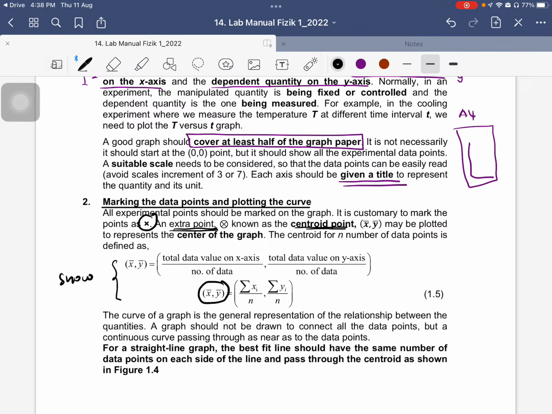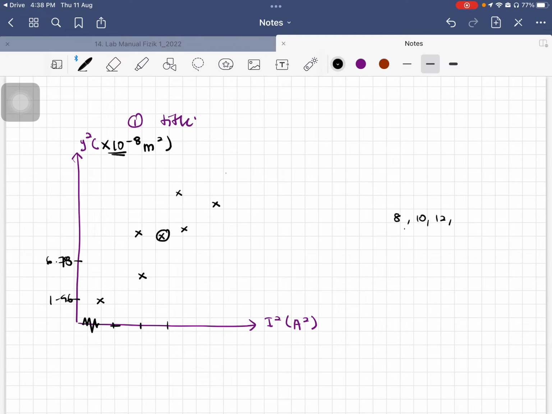you want to find the curve or the straight line graph. The straight line doesn't have to pass through all the points, but the line must pass through the centroid point and be balanced, which means it has the same number of data points on each side. You need to find a straight line that passes through the centroid point and has balanced data. So you will have 4, 4, because your data is 8, or 5, 3 is acceptable. 3, 5 is also acceptable.